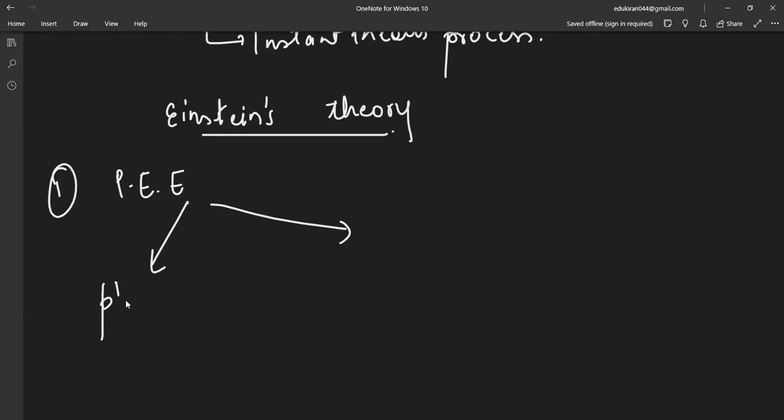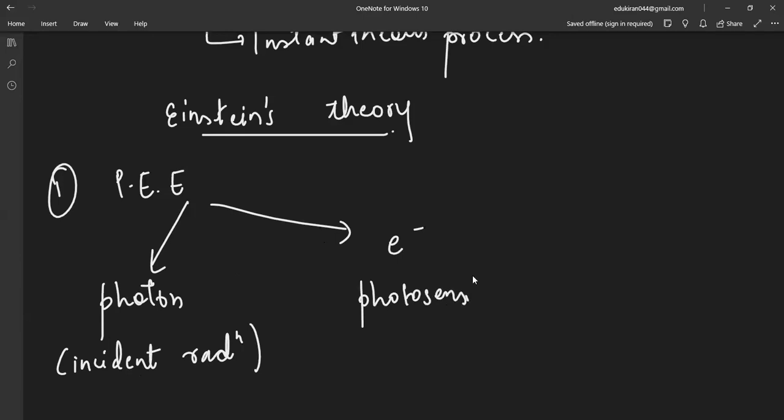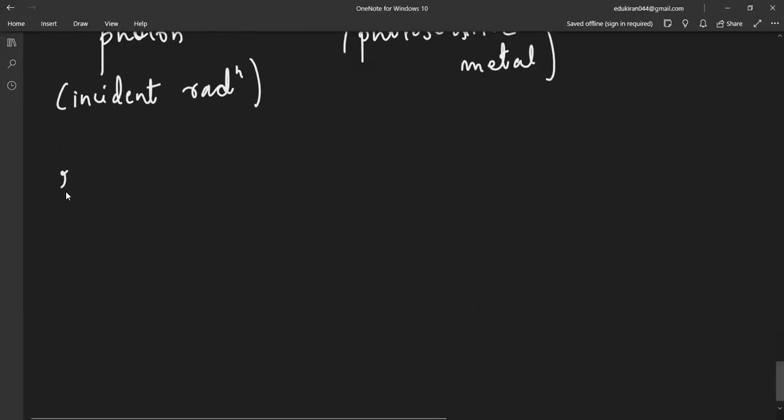One is a photon. The photon is present in the incident radiation. And second is the electron, which is present in the metal, the photosensitive metal. So photoelectric emission is the result of the interaction of these two particles, that is, the photon of the incident radiation and the electron of the photosensitive metal. This was the first conclusion.